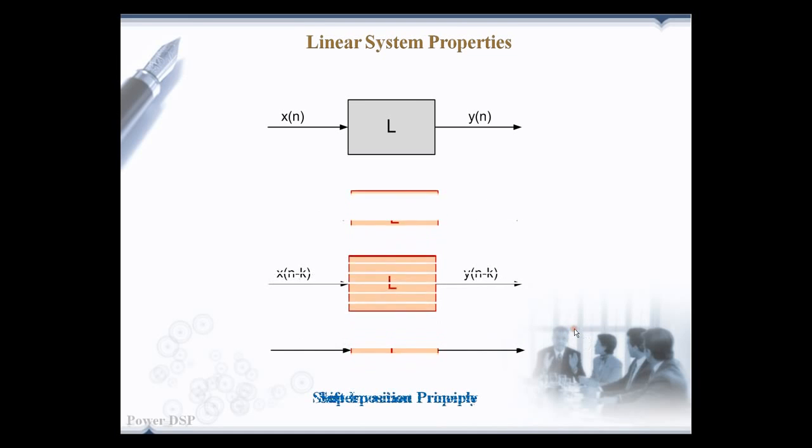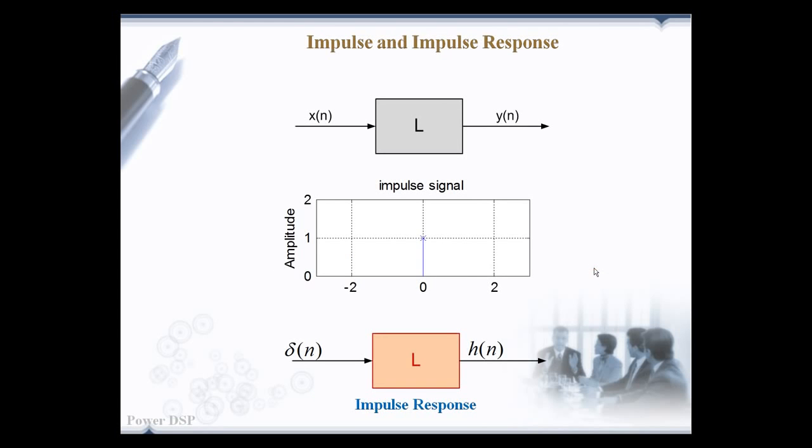The third important property is called the shift invariant property. Any shift at the input should produce the identical shift at the output. So we can tell the system is linear only if it satisfies these properties. Next, we need to understand what is a unit impulse and impulse response. Unit impulse is a signal which has a value of 1 at the sample number 0. Then impulse response is the response of the system for the unit impulse input.